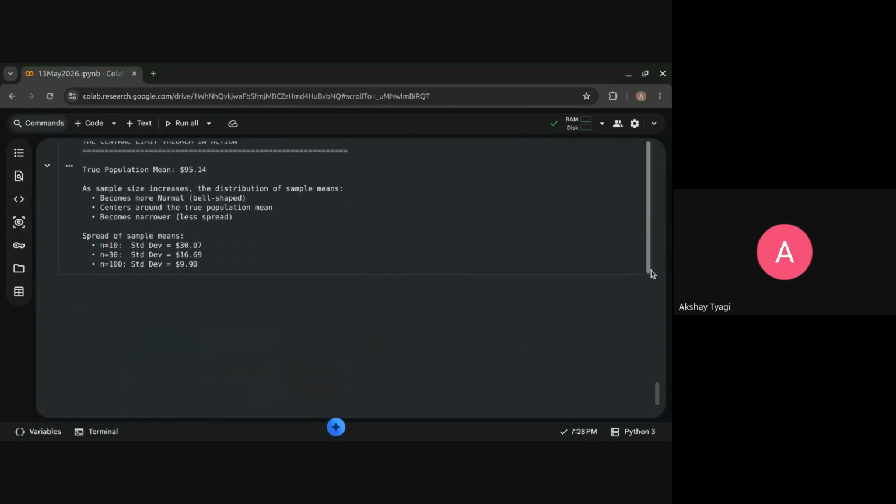Here you can see just here. When your number of observations is 30, the standard deviation is around $16. And when you have increased the number of observations to 100, the standard deviation is like $9.9. So basically, the more samples, the better the standard deviation. Then why are we taking only 30 for CLT application?